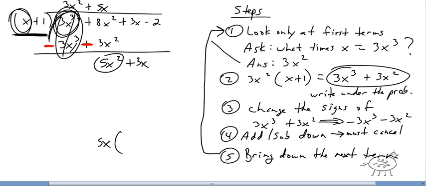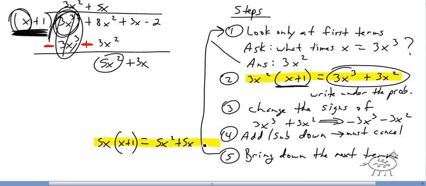The work I want to see, I know it's messier, but I'm going to highlight this. So you can use the highlighter function here. What I want to see is this work right here. So here is what I'm going to see. It's going to be 5x times x plus 1. And you notice it's x plus 1 here because it's x plus 1 right there. So 5x times x plus 1, and that's going to give you 5x squared plus 5x.